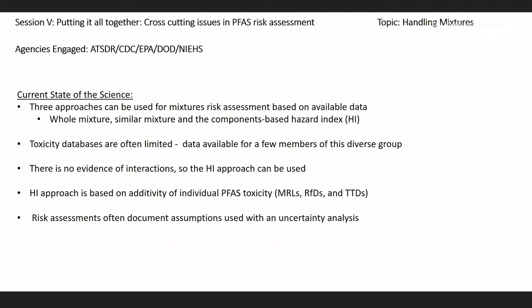And for that reason, we need to have mixtures methods. And those are reliable and can be easily conducted. One such example, and so the federal agencies develop all kinds of this criteria, and ATSDR 2018 mixtures framework is such an example. And it provides three different approaches: the whole mixture or similar mixture or component-based approach, which is called the hazard index approach.